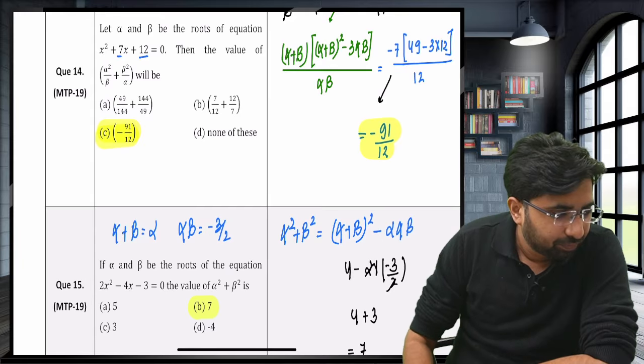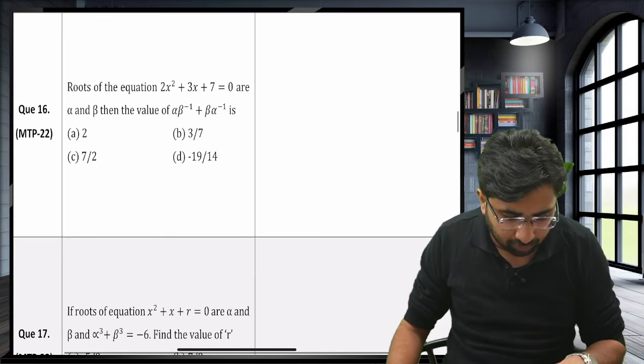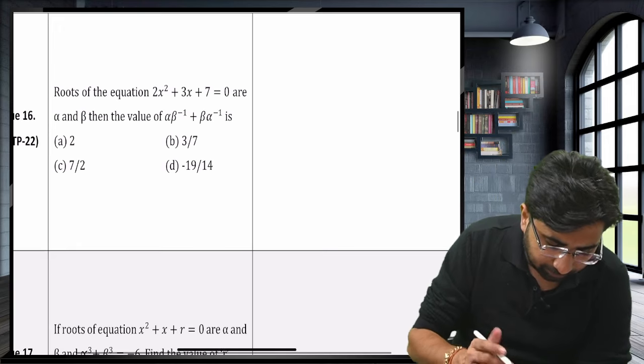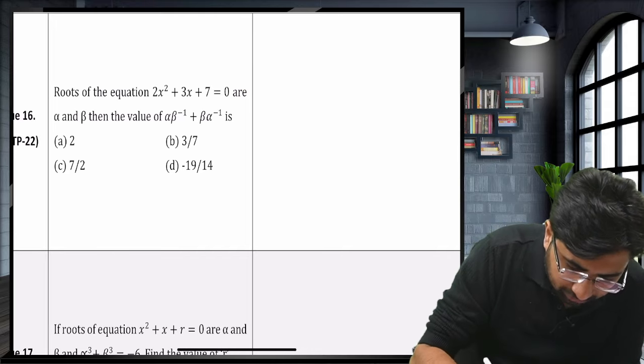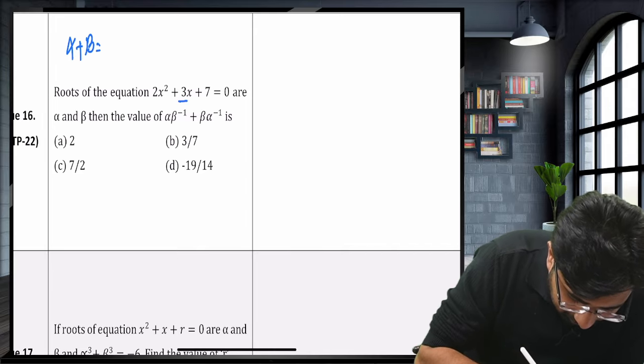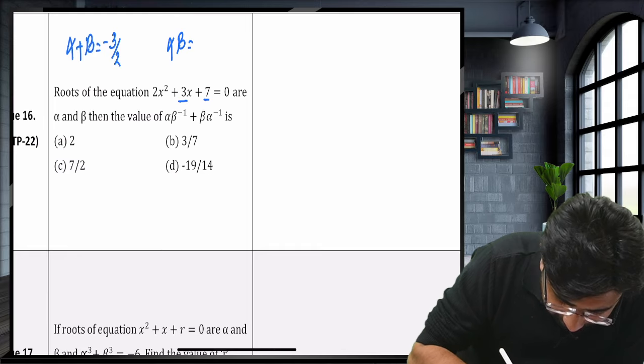Kateshwar's right answer, option B. Everybody, yes. Now, moving forward, guys, many questions are waiting for you. Here we know only two things. We know alpha plus beta is minus b by a. We know alpha into beta is c by a.